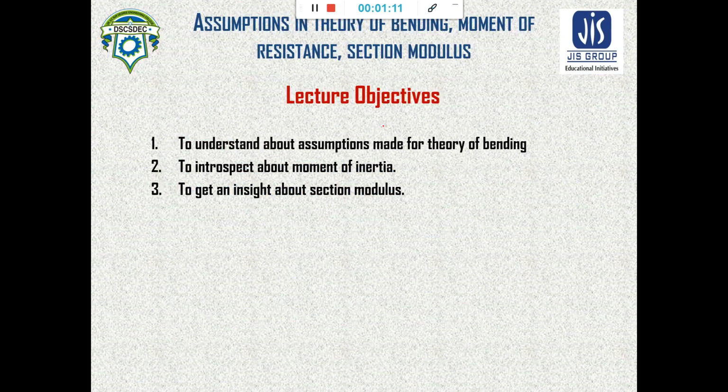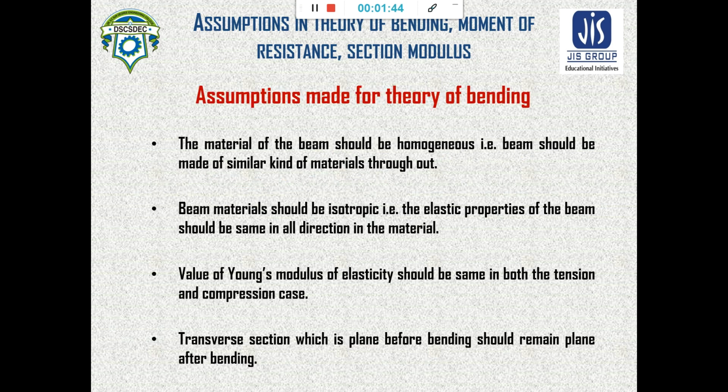The lecture objectives are to understand the assumptions that are made for the theory of bending, next to introspect about the moment of resistance, and thirdly to get an insight into the section modulus, meaning what is section modulus, what is its definition and what is its significance. This we will see, and let's start our lecture. So what are the assumptions made?